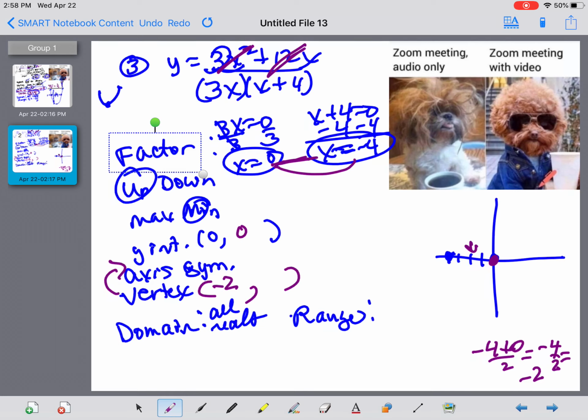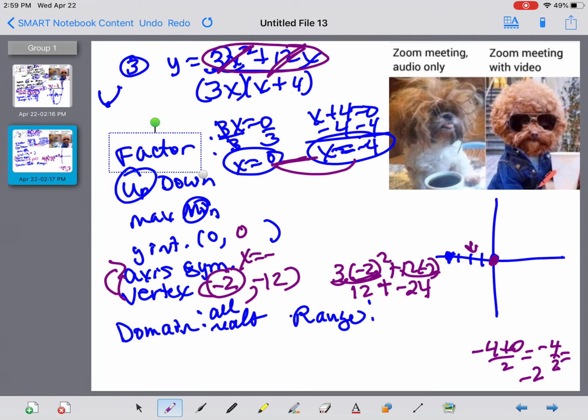All right, then you fill it in up here to find the rest of your vertex. So to find the rest of my vertex, I'm going to say 3x squared plus 12x, and I'm going to put in -2. This gives me 3 times 4, so this is 12. And this is plus -24. So I get -12. And then your axis of symmetry is easy. Your axis of symmetry is x equals -2. Domain is all reals, and we'll find our range after we graph.